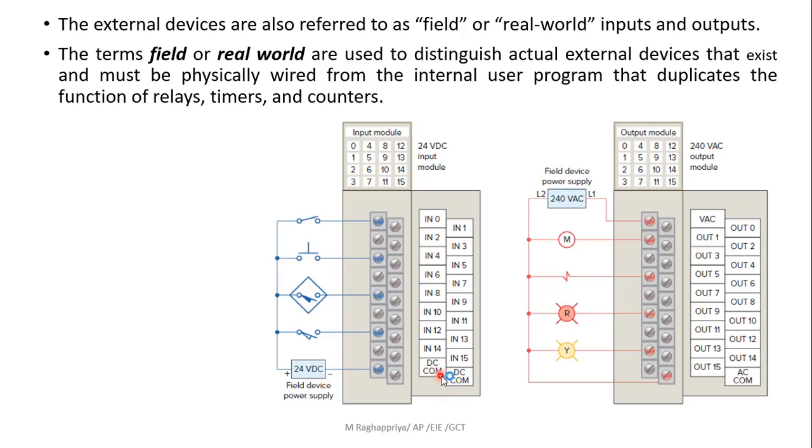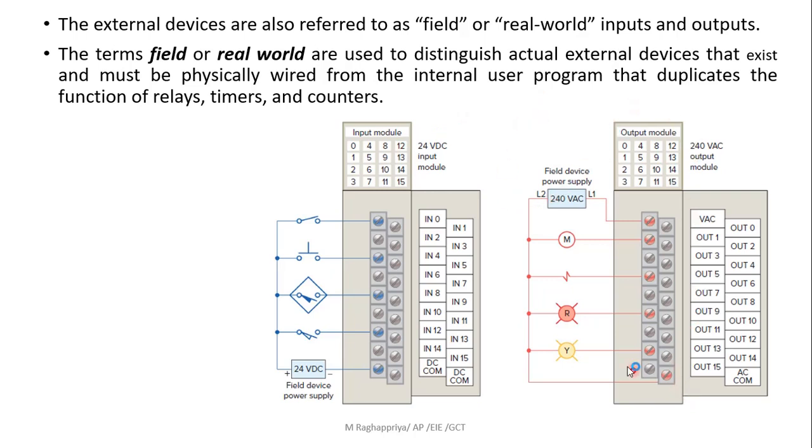And this DC COM is common. So you have 16 terminals, so I can connect 16 field devices to this. The data from these 16 devices will be stored here, which is actually inside the PLC. The data from these devices will be communicated through the input module to the processor.